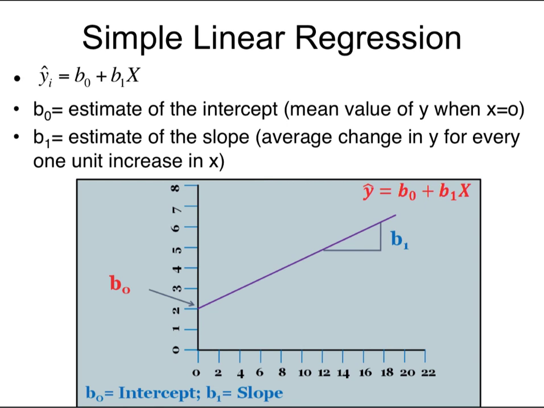Beta 0 is the estimate of the intercept, so the mean value of y when x equals 0, and beta 1 is the estimate of the slope, so it's the average change in y for every 1 unit increase in x. It's also important to note here that the regression line must pass through the mean point. So this is the point whose coordinates are the mean of x and the mean of y.